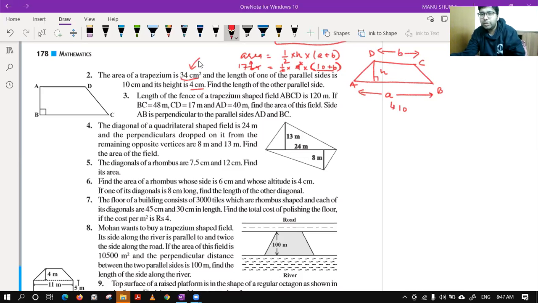The value of B, please confirm. What will be the value of B? Please solve and tell me. After solving this, what will you get? The value of B, please confirm. Yes, the answer will be 7.